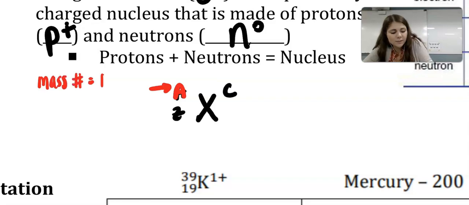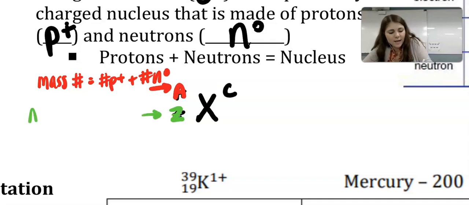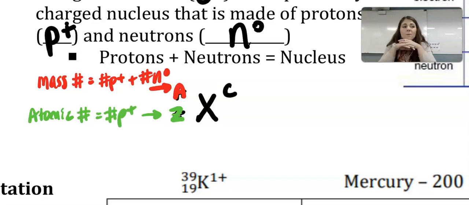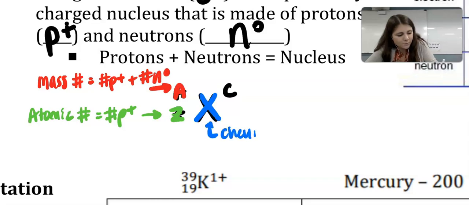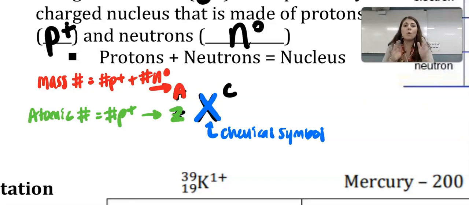So remember, mass number is the number of protons plus the number of neutrons. Z right here is going to be the atomic number, which is just the number of protons. And remember, the number of protons will tell us what element that is, just looking at a periodic table. X right here is going to be our chemical symbol. Remember, a chemical symbol can either be one letter or two letters. If it's two letters, our first letter will be capitalized, the other one will not be.